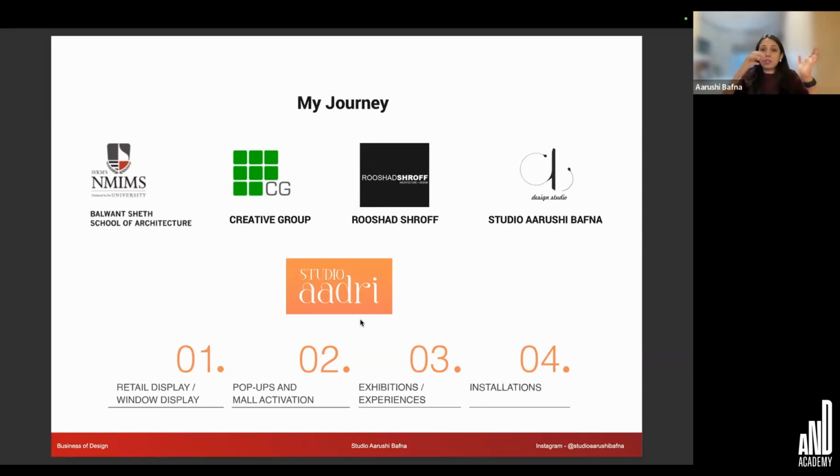So now we have two firms lined up, one sitting in Jaipur doing big architecture and interior projects, and Studio Adri that specializes in retail display and window displays, pop-ups, small activations, brand experiences, exhibitions, installations, and so much more. Now, why sharing this journey was important was just to show you all the facets that are available once you go through any design course in your life.